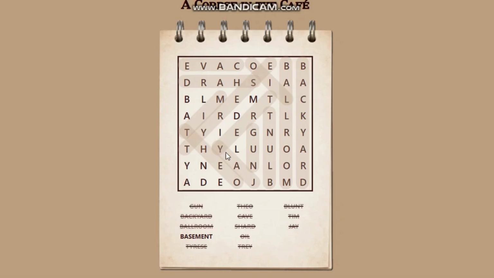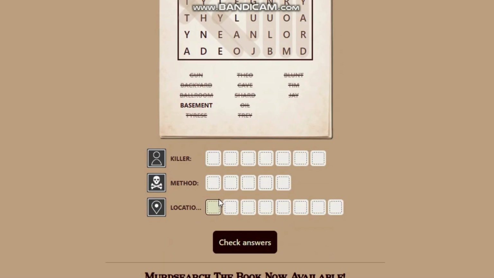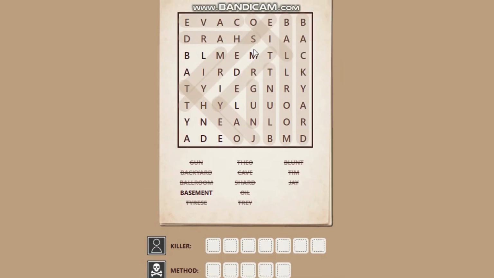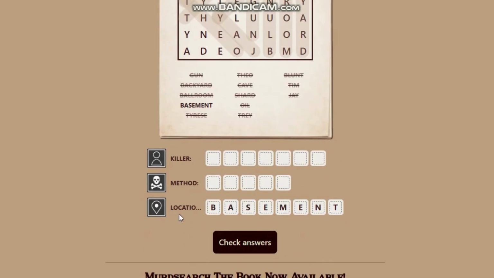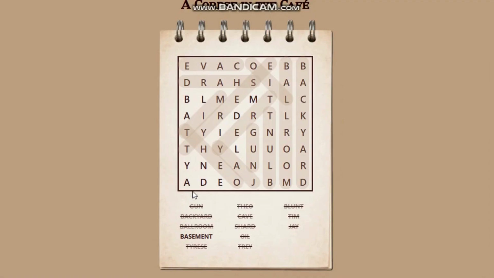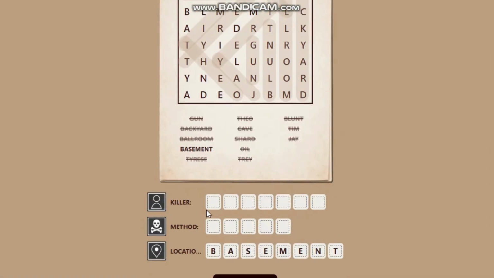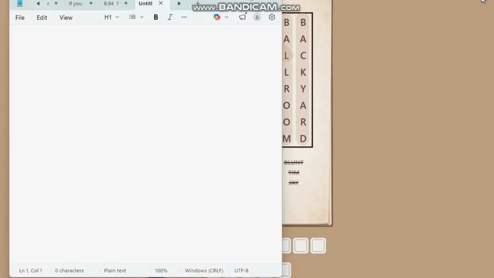So obviously the basement is the only word that is not found. If the word is not found in this puzzle here, then obviously this is where the location is at. So we need to figure out who the killer is and what method the killer used. But in order to figure that out, I have to use my notepad. Ignore the other notes that I have.